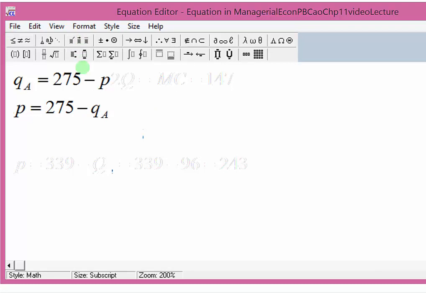What we have learned before for the monopolist is that if you have this inverse demand function, then the marginal revenue function will have the same intercept, 275, minus 2 times the coefficient on the quantity, which is 1 here. So just 2 times 1, that's 2QA.